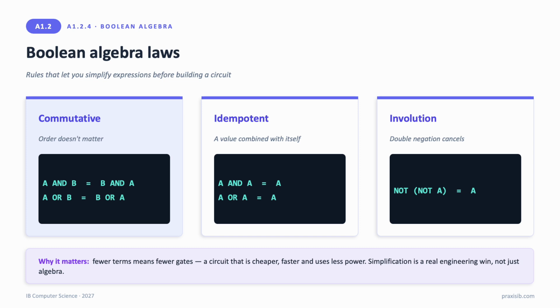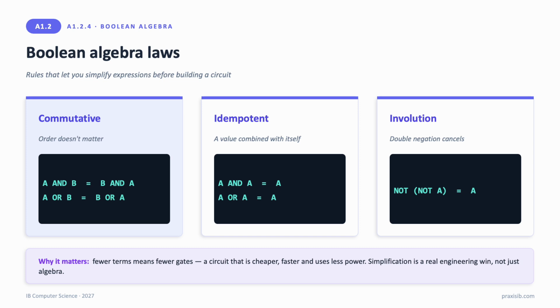The second is the idempotent law, which sounds fancy but is very easy. Combining something with itself changes nothing. A AND A is just A. A OR A is just A. The third is involution, and it says that 2 NOTs cancel out. If you flip something and then flip it again, you are back where you started. So NOT NOT A is simply A.